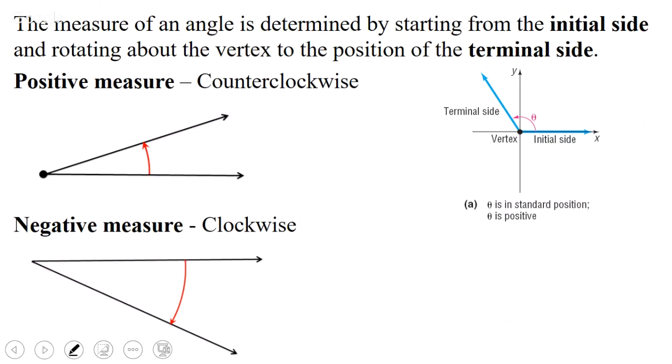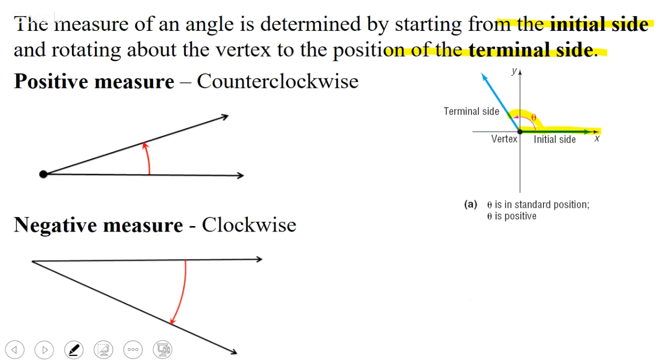The measure of an angle is determined starting from the initial side. The initial side is where you start. Where you end is called the terminal side. Some more vocabulary you need to know. If you have a positive measure, you're going counterclockwise. So on the coordinate plane in standard position, here is my ray of the initial side, and I go in the positive direction to the terminal side. So that is a positive angle.